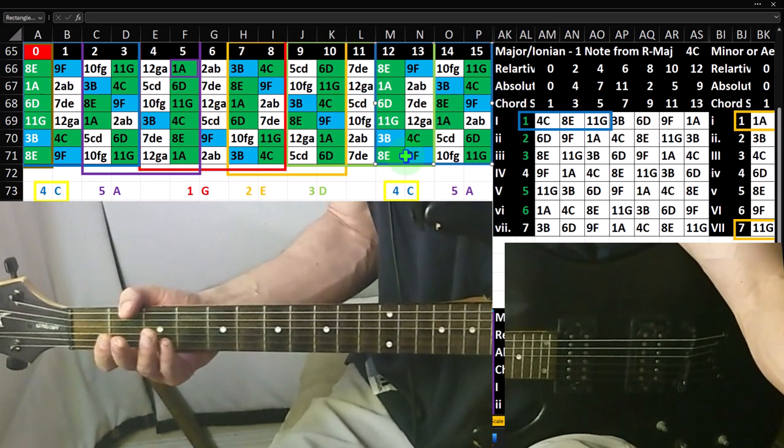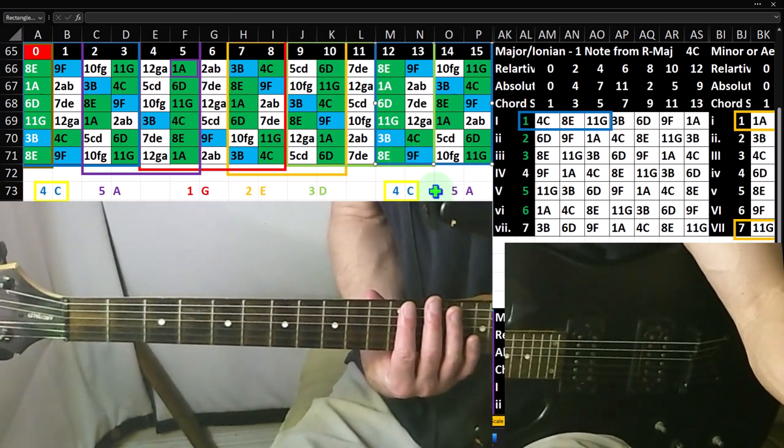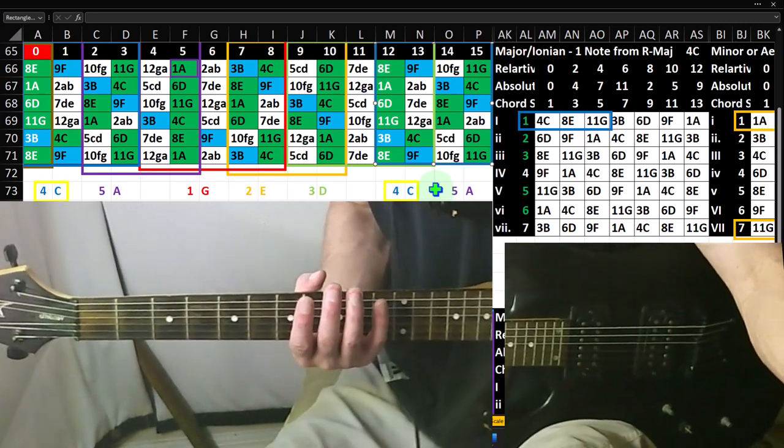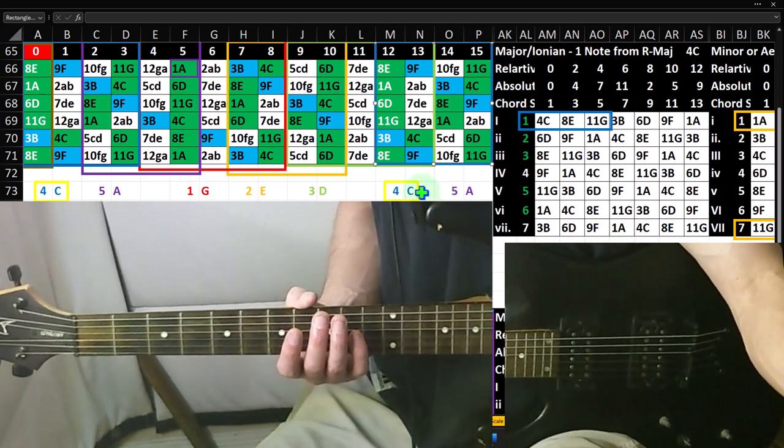You've got a little bit more reach and things you can do in that position, but we also want to recognize it's the same as this position so that we can shift all these shapes as we want to do different things, playing different scales and so on and so forth.